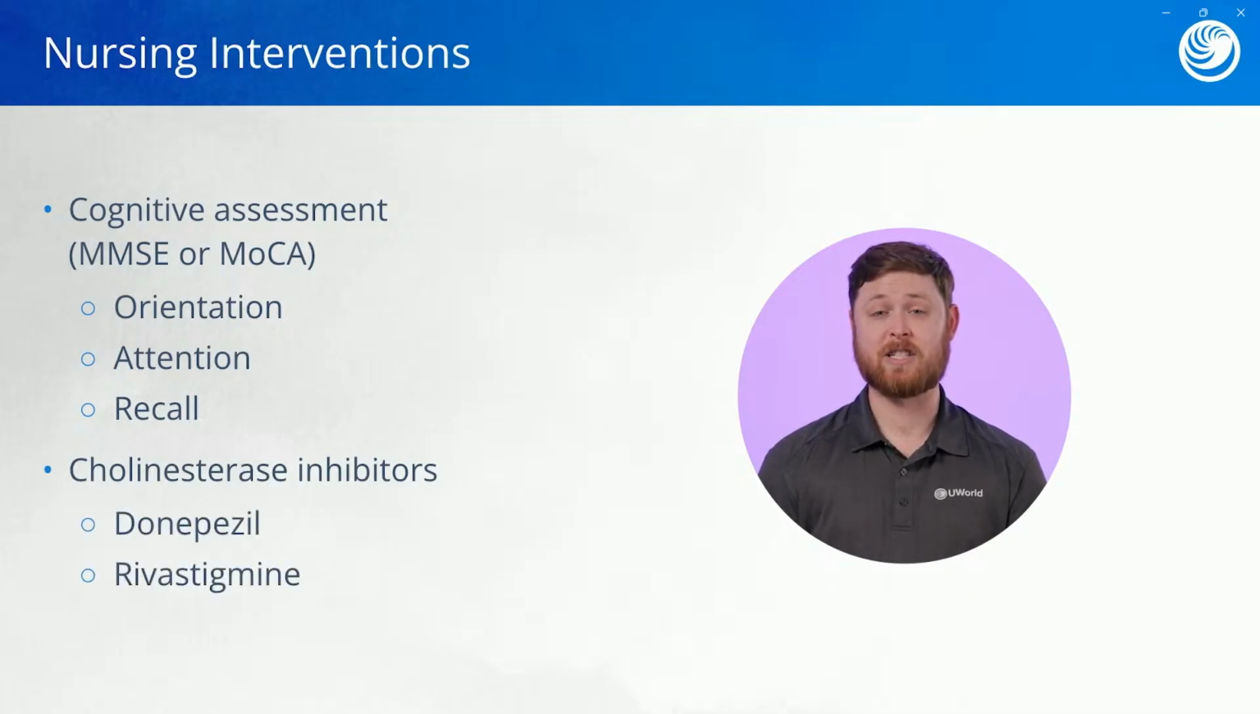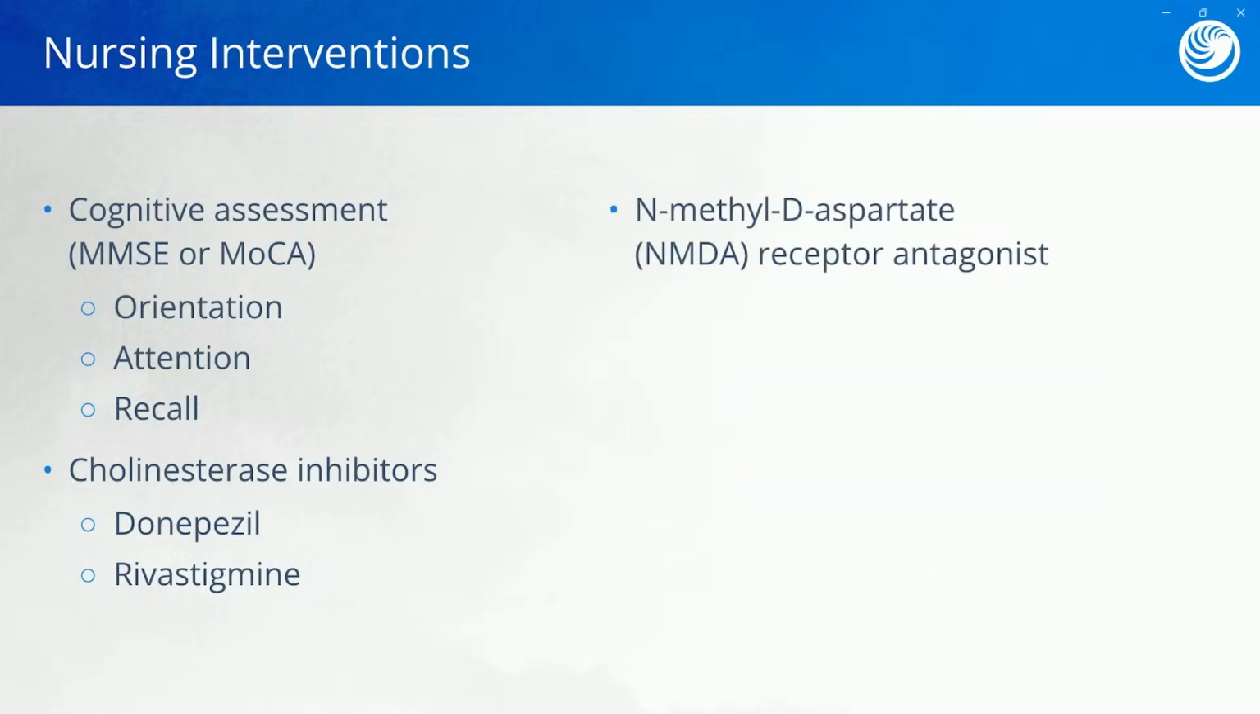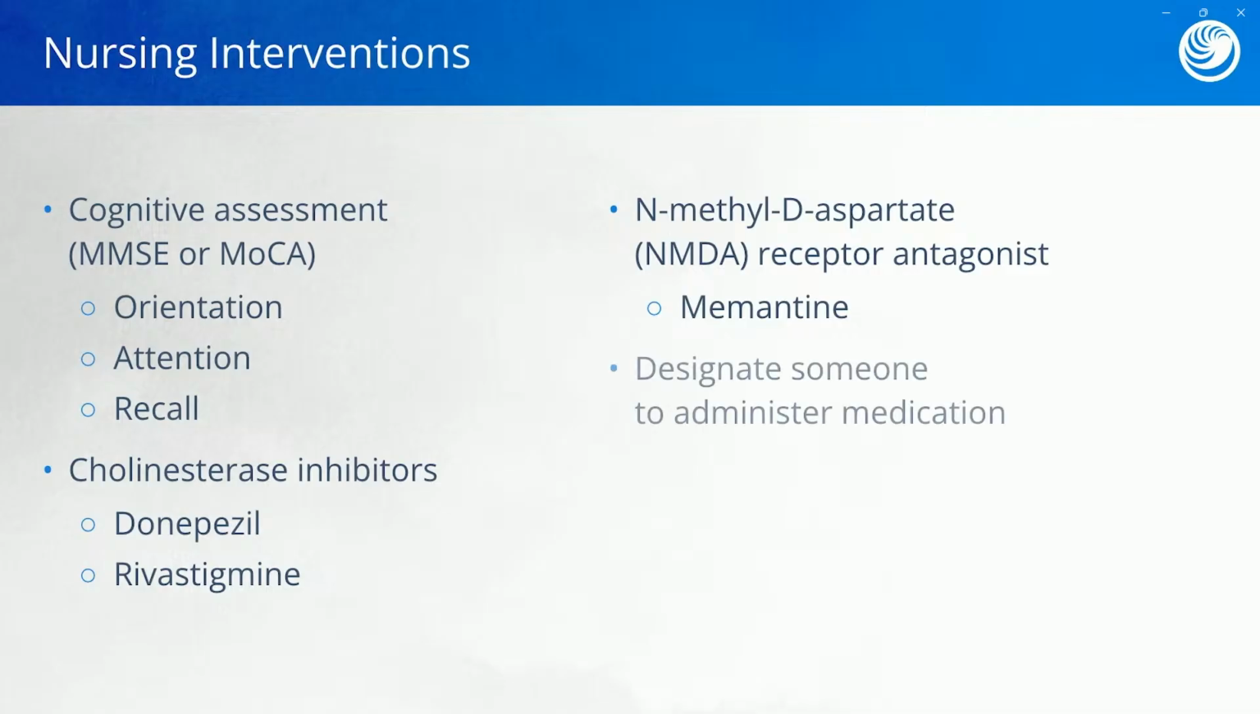Another type of medication that we might give would be an N-methyl-D-aspartate or NMDA receptor antagonist, such as memantine. This medication is given along with cholinesterase inhibitors in order to help retain cognitive function. As the disease process worsens the client's cognitive abilities, it may be important to designate someone to administer the medication to the client or to request that medications be provided in a patch form.